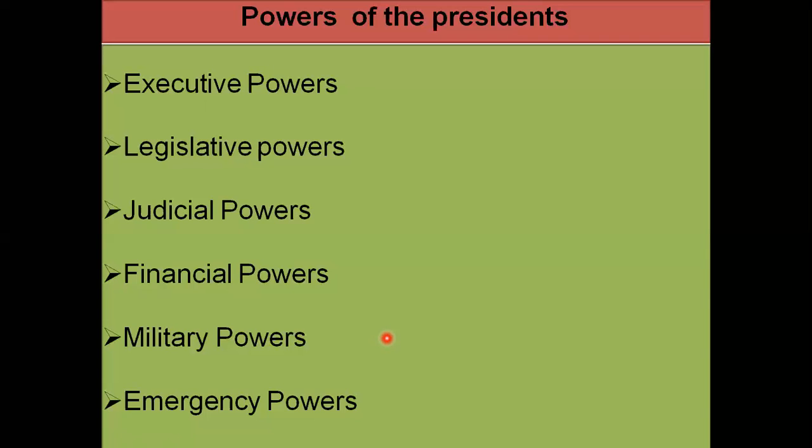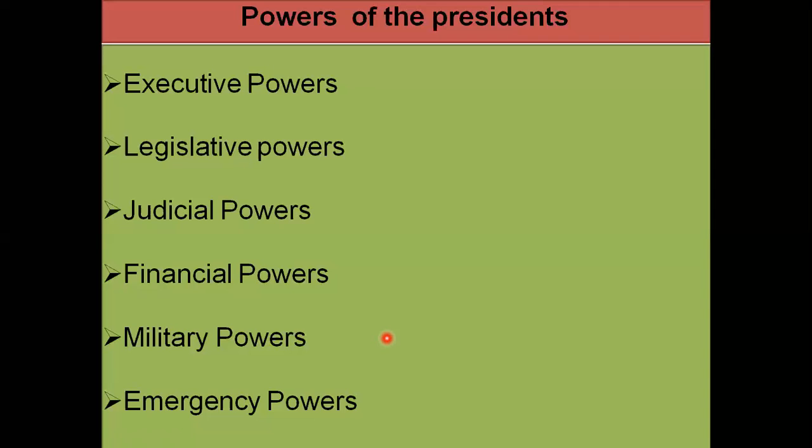Then state emergency under Article 356. Under Article 356, state emergency is nothing but the presidential form of government. For example, in a coalition government, if there is a ruling party and an opposition party and forming a coalition government is also not possible, at that time only the presidential form of government rules the state.